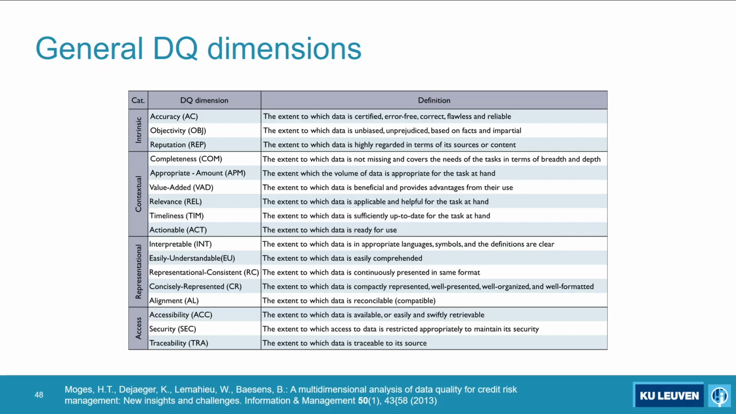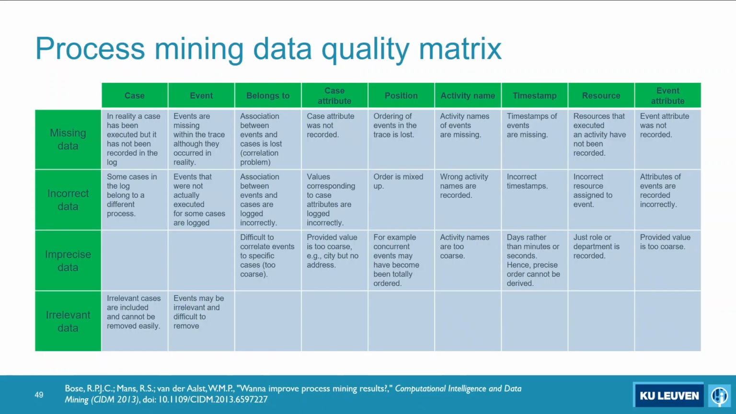But still also in process mining, we do see that, well, this is a non-process mining quality dimension picture, but if you look at process mining already in 2011, a description of what data quality could look like in process mining was put forward. There, they identified missing data, incorrect data, imprecise data, and irrelevant data as the 4 key dimensions of data quality. That's an interesting framework.